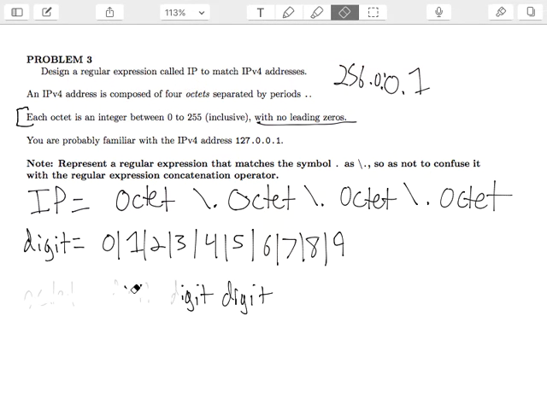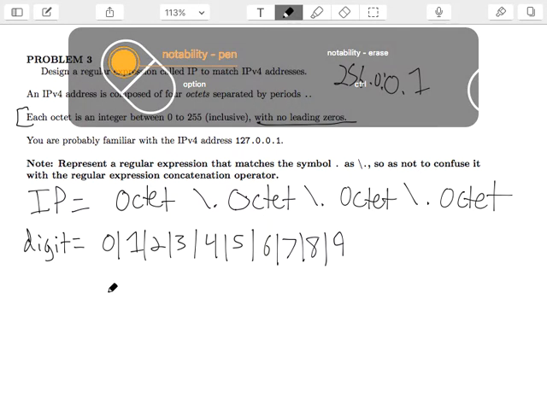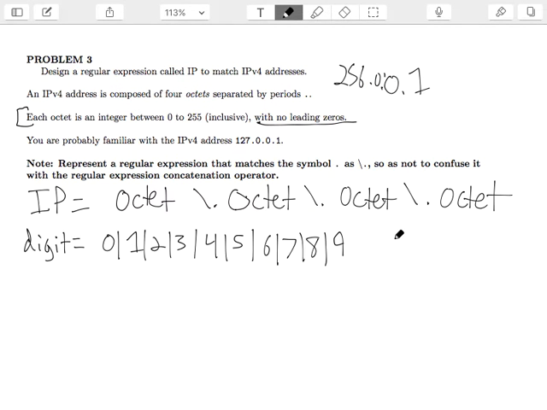So, think about it in terms of numbers. What does digit match? Digit matches any of the first 10 numbers we can possibly do, 0 through 9. We want to match essentially the range 0 to 255. So this expression matches 0 to 9. We can split this up into different ranges and write regular expressions that match different chunks of the range. But we have to be careful, because we can't just say 0 to 255, because we're dealing with digits.